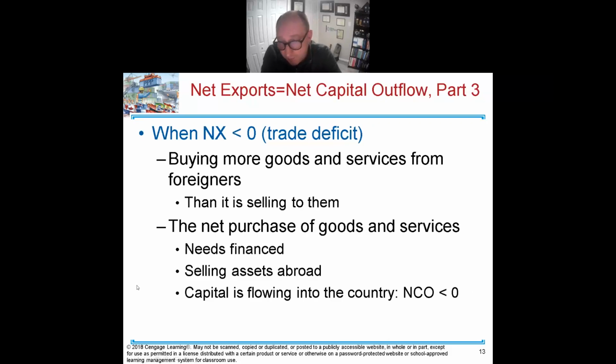When there's a trade deficit, a net trade deficit, an export deficit, that means we're buying more goods and services from foreigners. The United States has a trade deficit, a net export deficit, because the United States purchases goods and services more from other countries than we make ourselves.